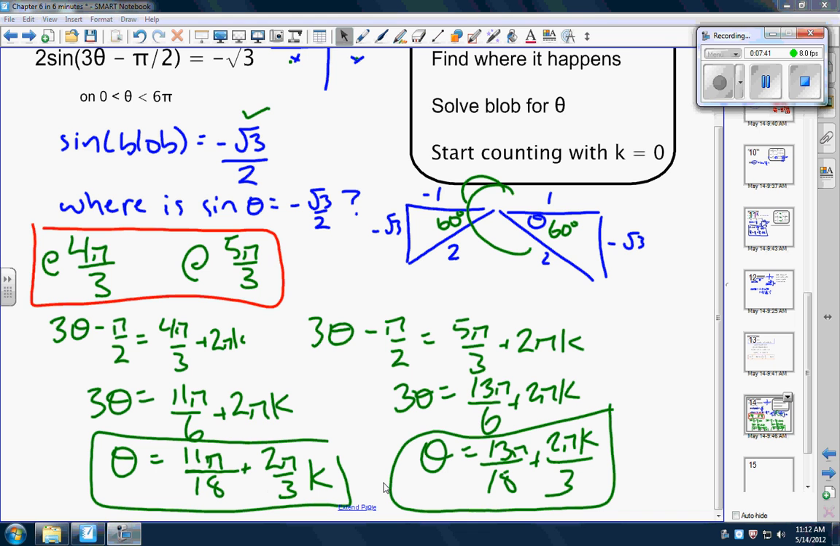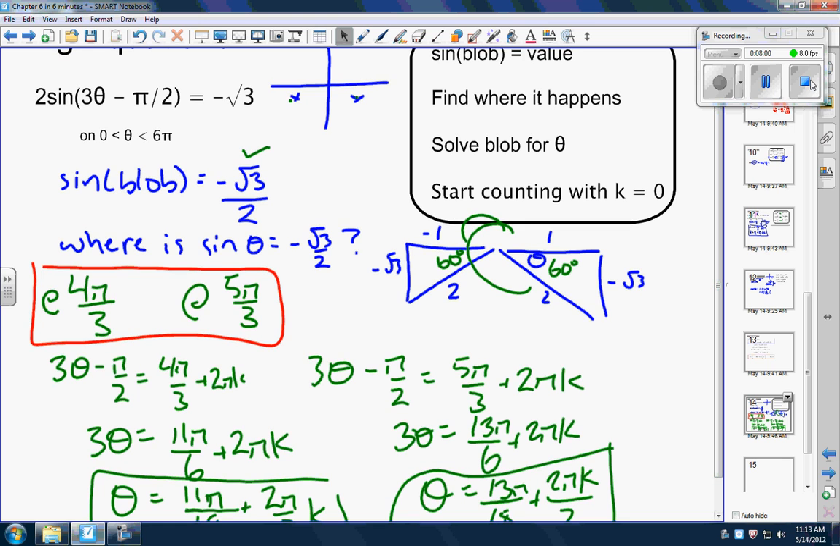So these are the equations. Now I want everything from 0 to 6 pi, so start with a k equals 0, because these will go away. So your first two answers are 11 pi over 18, 13 pi over 18. Start adding 2 pi's to all of these until you get up through 6 pi. So that was chapter 6 in 8 minutes.